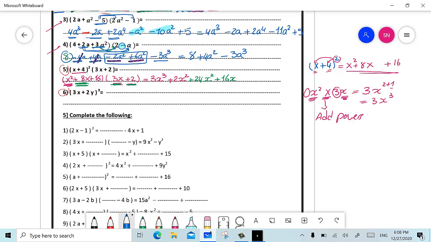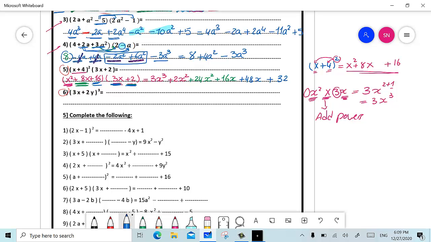The last thing is that we're going to multiply the third term by 3x. 16 times 3x, and this is equal to positive 48x. And 16 times positive 2, and this is equal to positive 32.